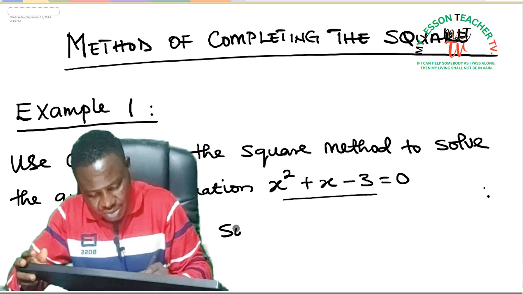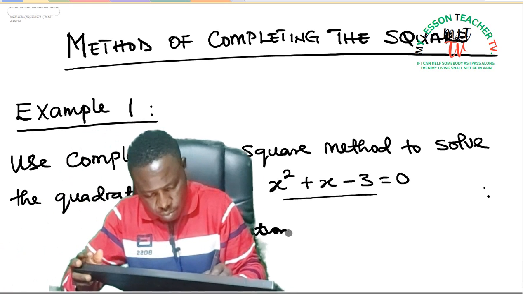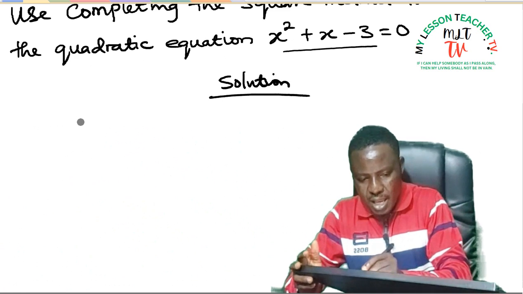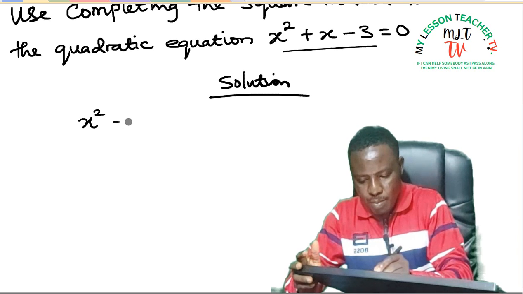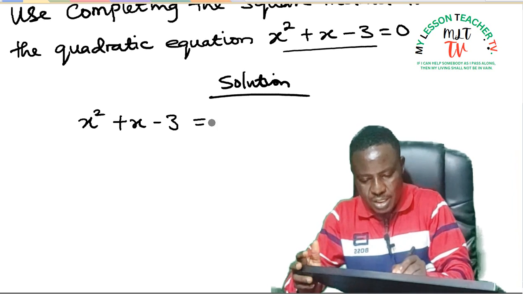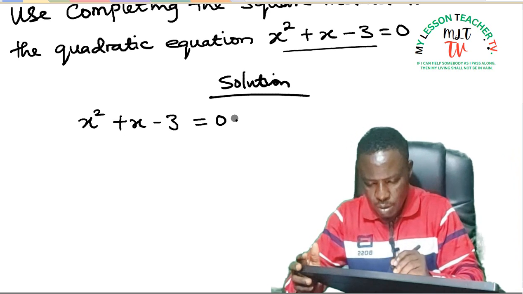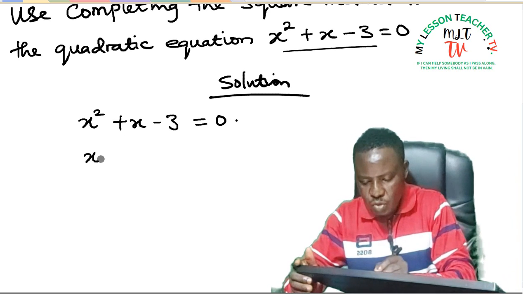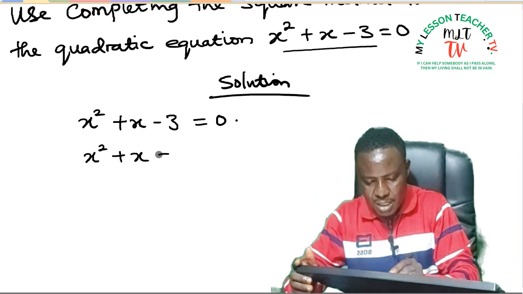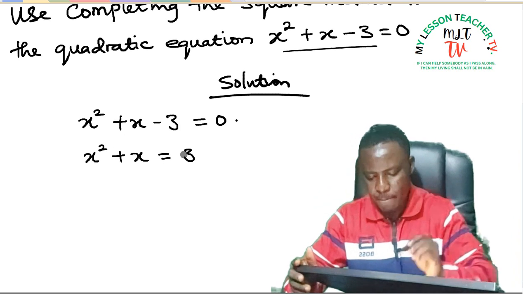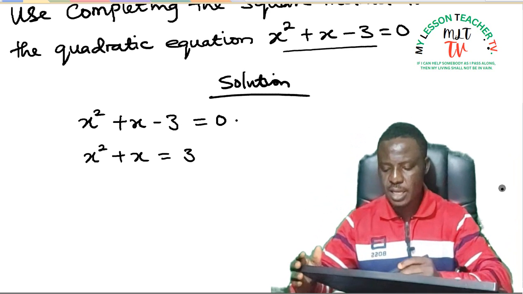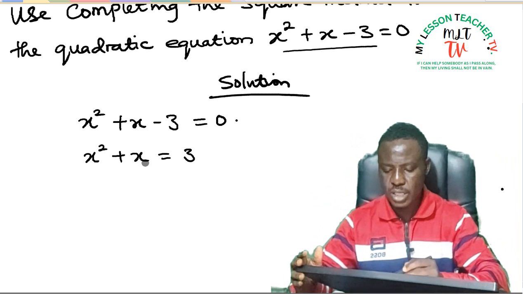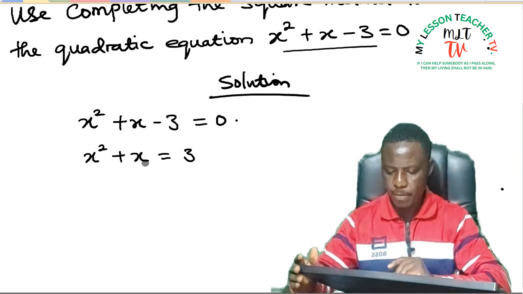So what I mean by that is this. Solution: we have x squared plus x minus 3 is equal to 0. Adding 3 to both sides, you have x squared plus x is equal to 3. Adding 3 to both sides gave us x squared plus x is equal to 3.